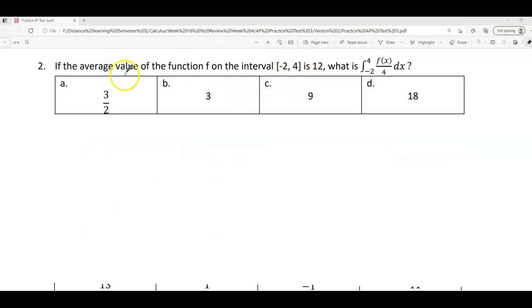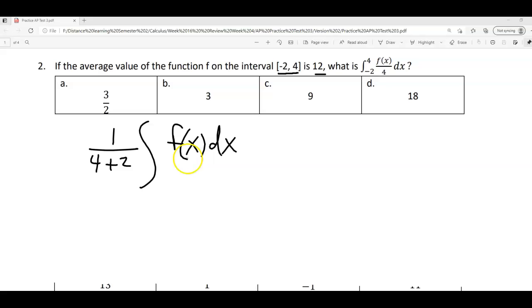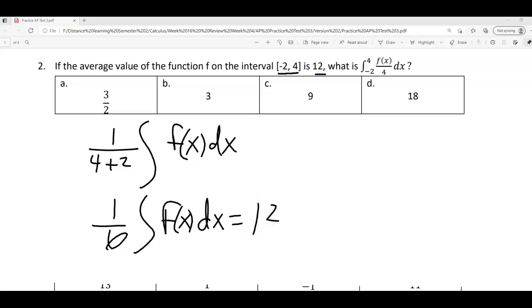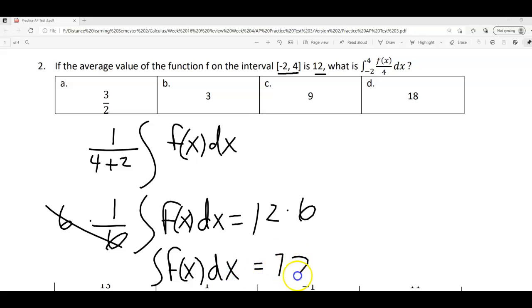So for this problem, they're telling us the average value of the function on the interval from -2 to 4 is 12. And so when we see that right away, we want to think of this here. And in other words, this one here is just going to be 1/6. And they tell us that that average value is 12. Now what I'm going to do is multiply both sides by 6 just to get this integral by itself. So the integral of f of x is 72.